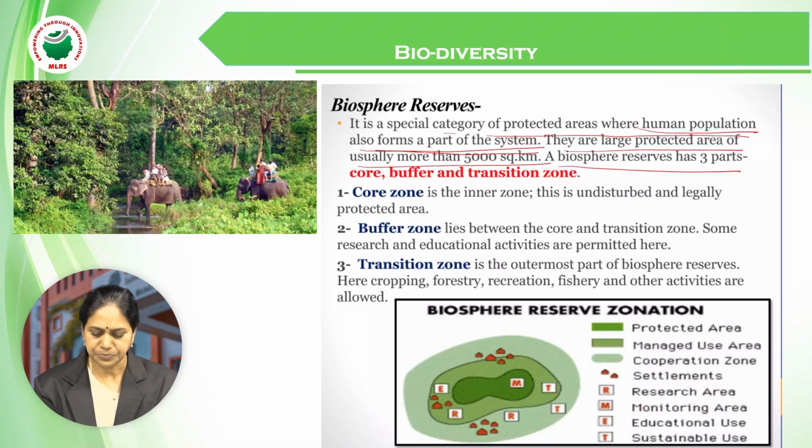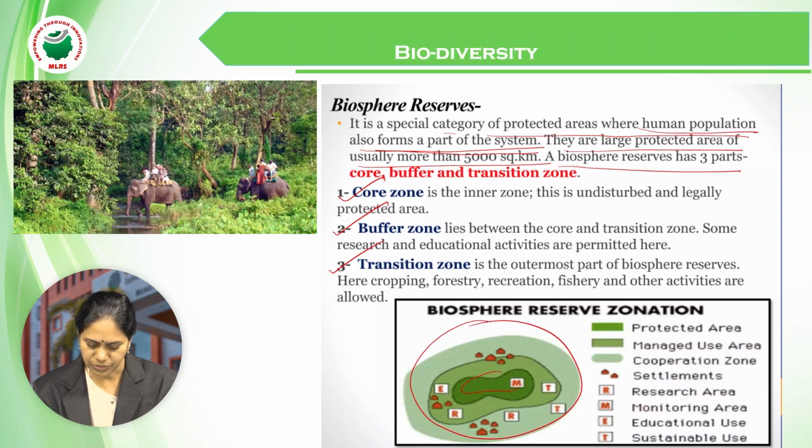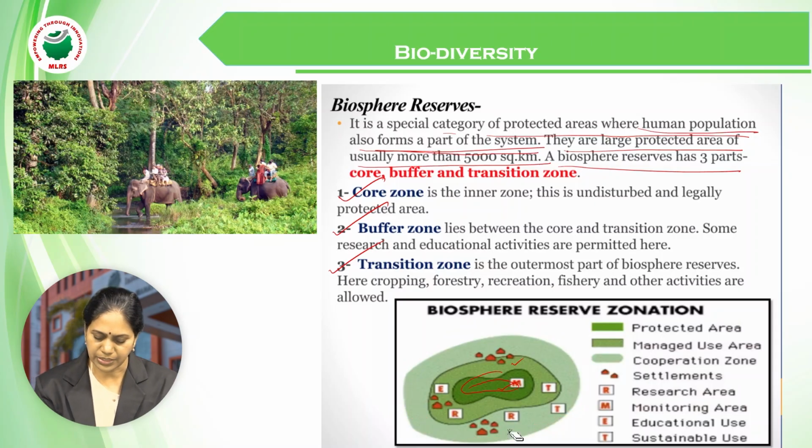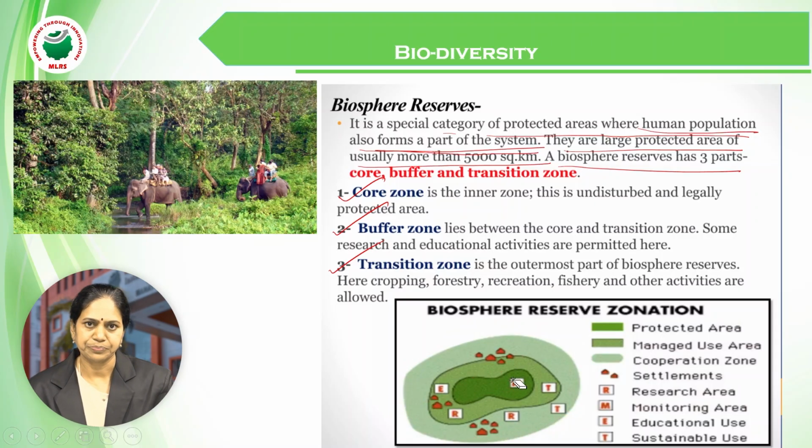Especially, a biosphere reserve is divided into three parts. You can see here the core zone, buffer zone, and the transition zone. In the picture you can see the innermost layer, the dark colored part, is the core zone. The light colored one is the buffer zone. Then the outer layer is the transition zone. So the forest area is divided into three zones: the core, the buffer, and the transition zone.